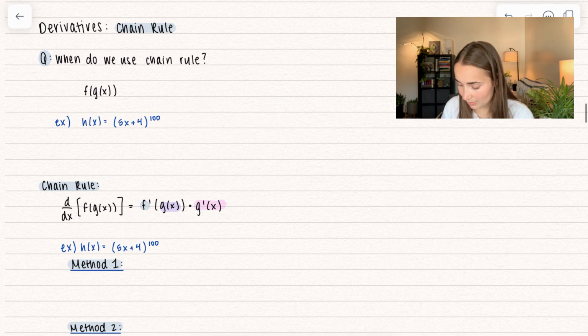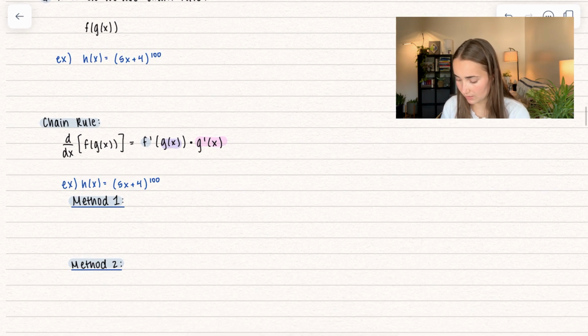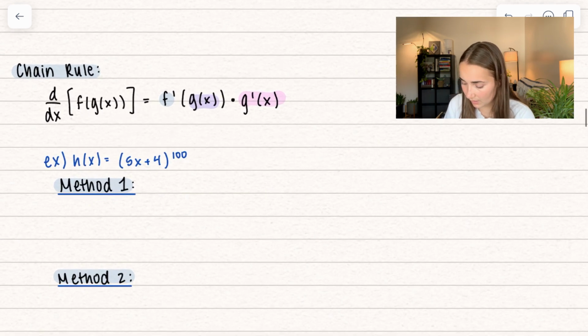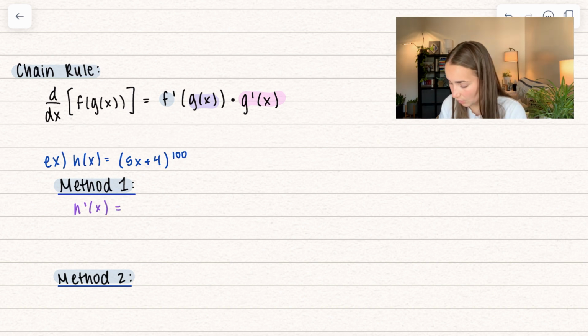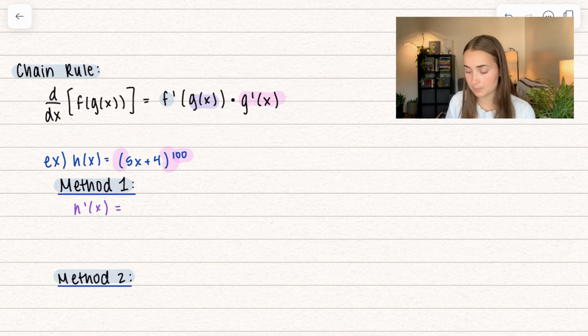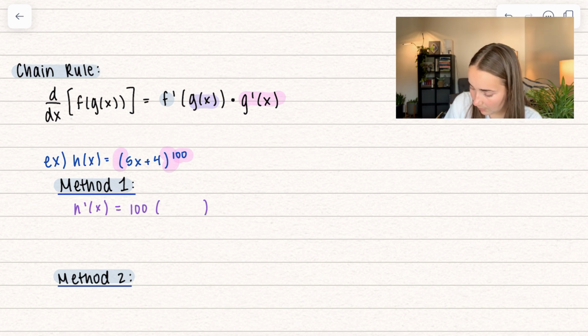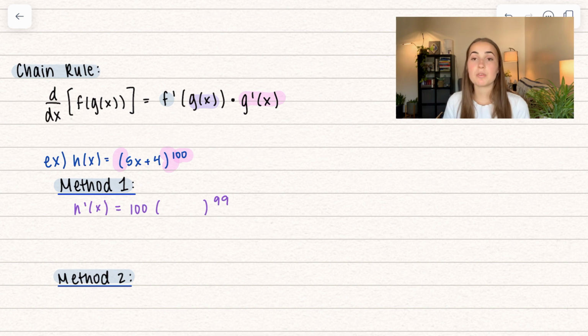There are multiple methods that we can use in order to solve this. I'm going to zoom in a little bit. Here we have h prime of x is equal to, and we can just do the process. So let's go ahead and take the derivative of the outside. Our outside here is to the power of 100, and so I'm going to use the power rule. I'm going to bring that 100 down, and now I have a power of 99. And remember, the inside stays totally the same. So here I get 5x + 4.